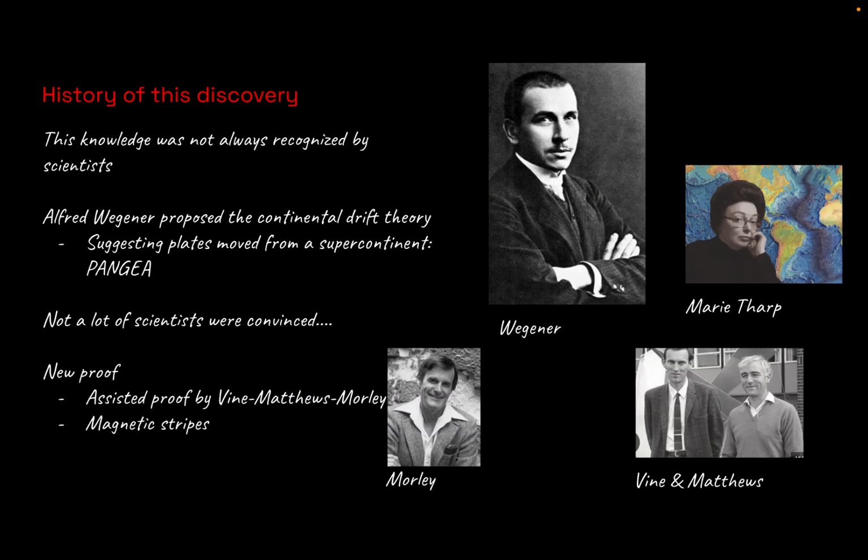So what's the history behind all this? Well, the continental drift theory was proposed by Alfred Wegener, and not a lot of scientists were convinced by it. They needed more proof, which was assisted by Vine, Matthews, and Morley. This was through magnetic stripes of the ocean floor.